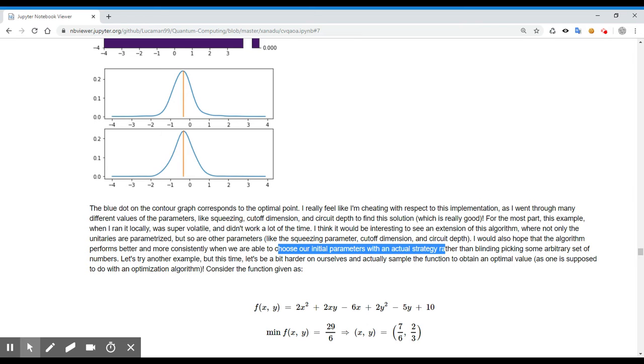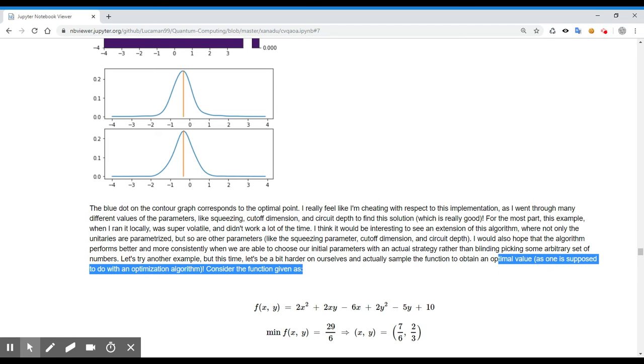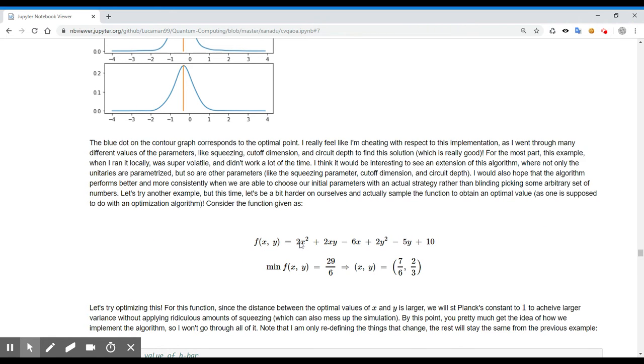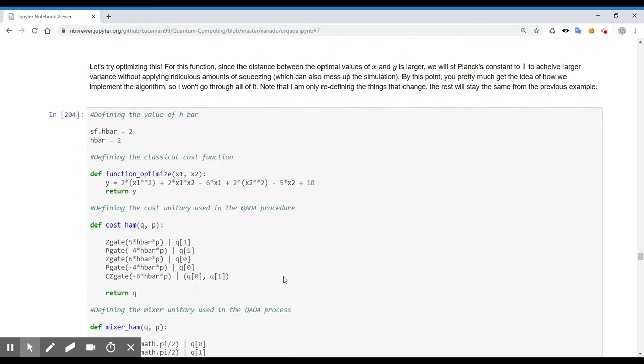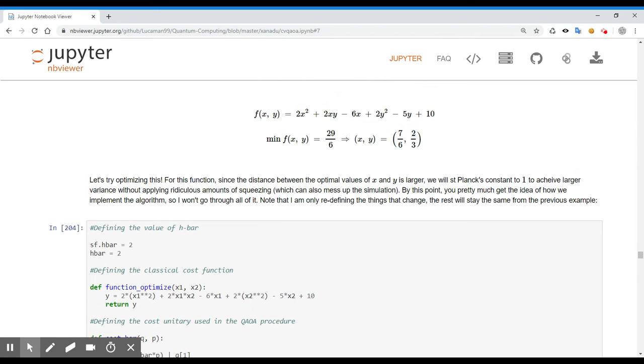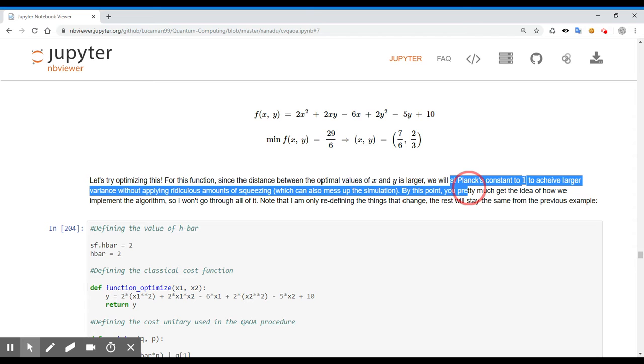Let's try another example, but this time let's be a bit harder on ourselves and actually sample the function to obtain the optimal value, as one is supposed to do with an optimization algorithm. Consider the function given. Okay, is that another example? That's the function. Since the distance between the optimal values x and y is larger, we will set Planck's constant to 1 to achieve larger variance without applying ridiculous amounts of squeezing, which can also mess up the simulation.